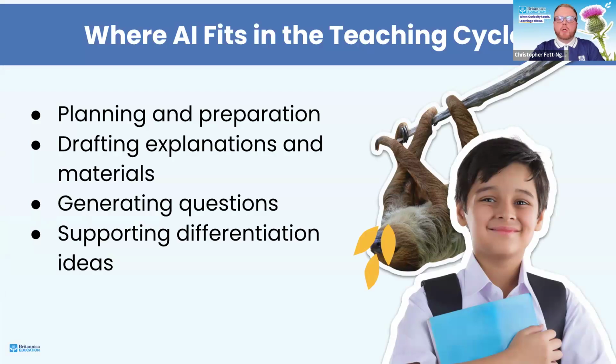Planning and preparation is obviously one. It's a hugely time-consuming exercise. And there are clear ways that AI can reduce that burden and help teachers to be more efficient without taking over the dominion and taking over the responsibility. Drafting explanations and materials: doing the long-form work of writing out, copy-pasting, making the materials. And you'll see later on in our demonstration of Britannica Studio where the hard work of making materials can be taken up by responsible AI.